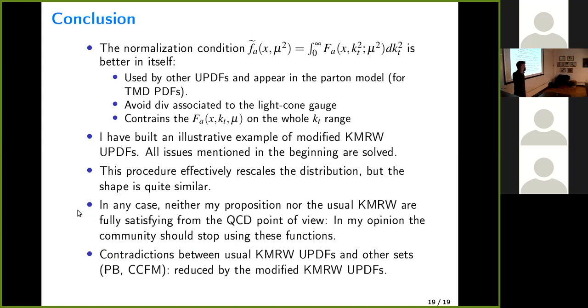I think this is important because it reduces the contradiction between the KMR PDF and other sets of PDFs. There are really a lot of publications which are in contradiction. With the KMR PDF, you can reproduce observables without next-to-leading order calculation, while if you use other kinds of PDF, you get another conclusion and you need next-to-leading order calculation. With the KMR PDF, you overestimate the dijet cross section, etc. So there are a lot of issues which are solved basically if you just change the normalization condition.